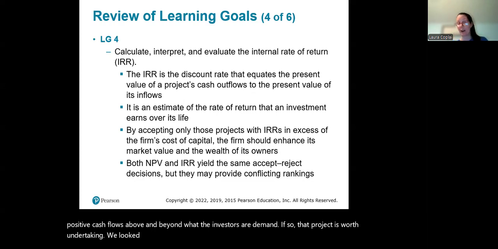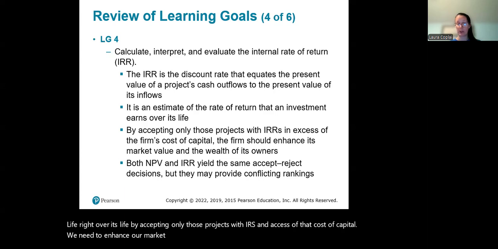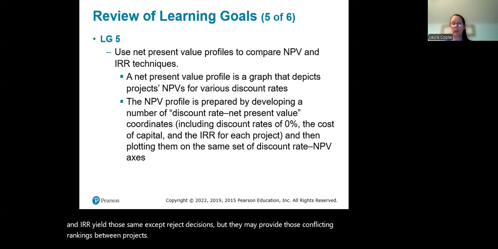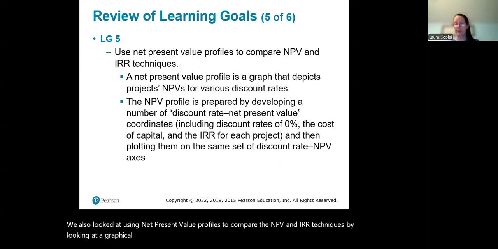We looked at calculating the IRR, the discount rate that equates the present value of the outflows to the present value of its inflows. It's an estimate of the rate of return that an investment earns over its life, right? By accepting only those projects with IRRs in excess of the cost of capital, we enhance our market value and the wealth of our owners, right? So both the NPV and IRR yield the same accept/reject decisions, but they may provide conflicting rankings between projects. We also looked at using net present value profiles to compare the NPV and IRR techniques by looking at a graphical situation for various discount rates.